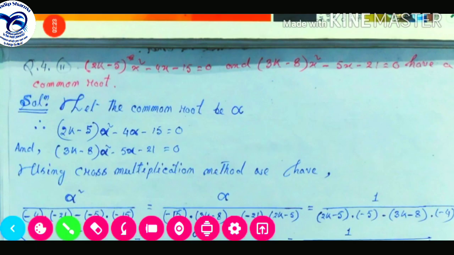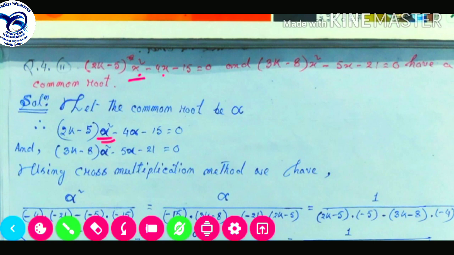Question number 4.2. The question is given: 2k minus 5 into x square minus 4x minus 15 is equal to 0 and 3k minus 8 into x square minus 5x minus 21 is equal to 0 have a common root. That means both these equations have a common root. If we consider this common root as alpha, then the first equation will be 2k minus 5 into alpha square instead of this x, because now this common root is alpha, it will be alpha square.